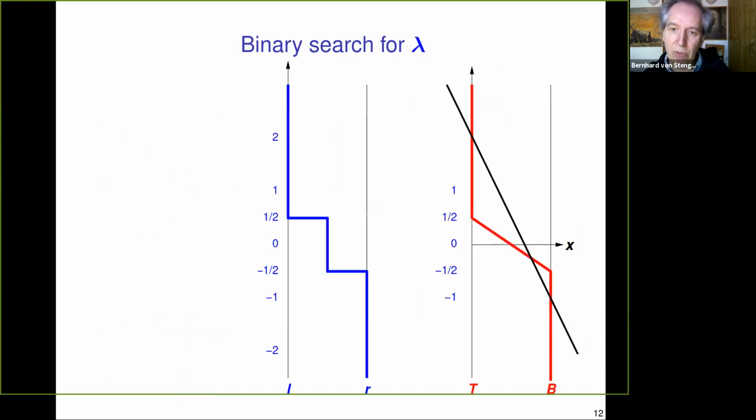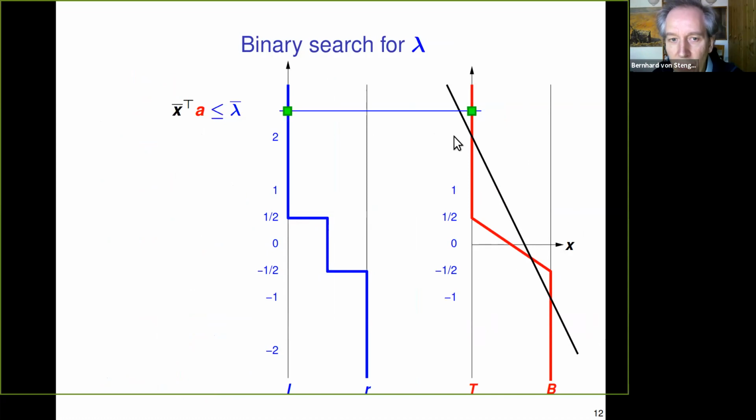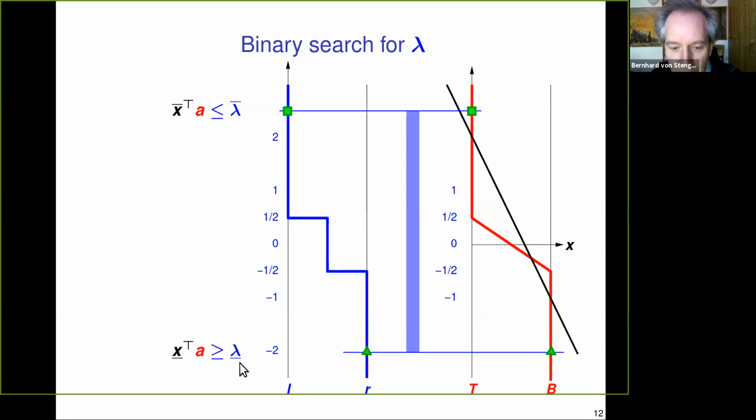And now we come to the main story. Namely, we can find one such equilibrium by a suitable binary search for lambda. What I do here is start with a value for lambda that I'm sure is bigger than any x times A, so it's something bigger than 2. And also another lambda, call it lambda lower bar, which is lower than -1. I don't want to start exactly with 2 or -1 because then the search would immediately stop. I want to have something slightly more interesting. So I look at this search interval between -1 and 2.5. This blue line is the search interval for lambda.